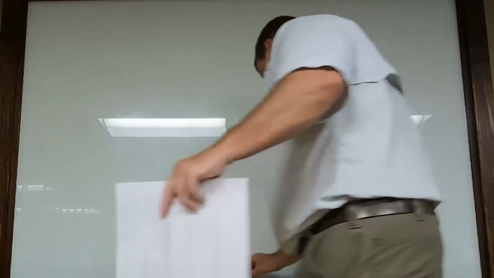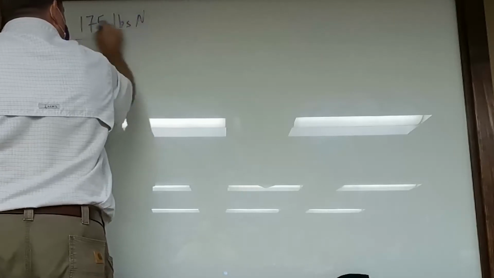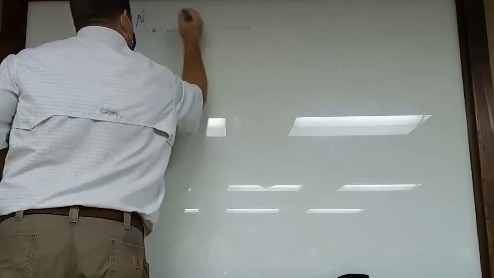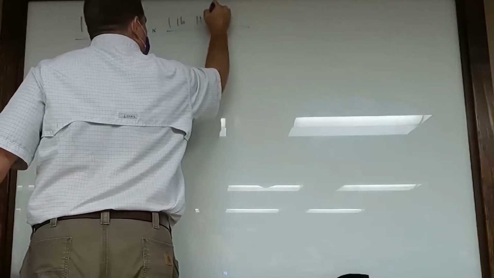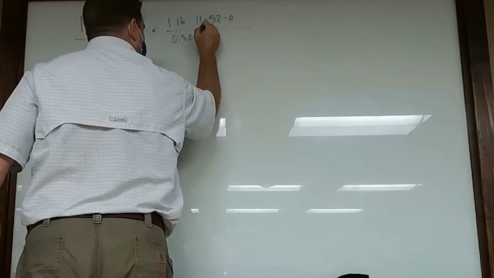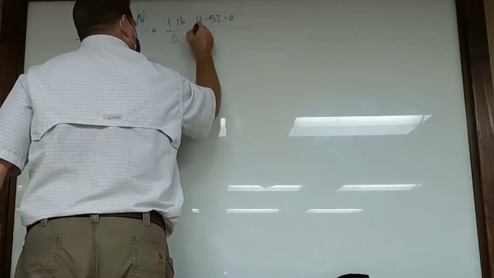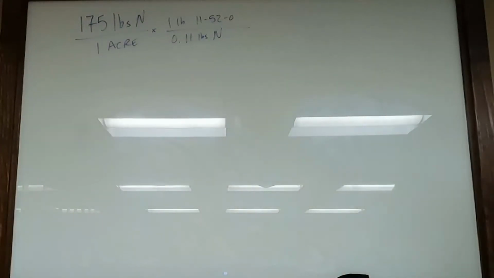you'll get a soil test back, and it'll tell you that you need 175 pounds of nitrogen in 1 acre. And in 1 pound of 11-52-0 fertilizer, there are 0.11 pounds of nitrogen. Just a percentage.